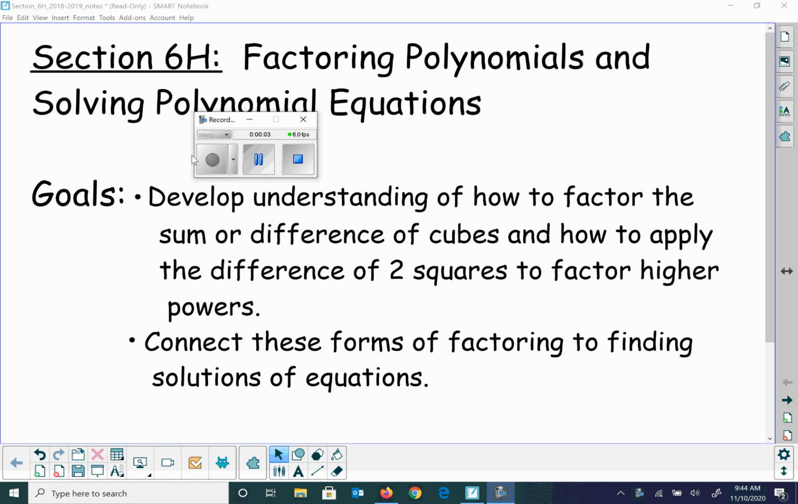Accelerated Algebra 2, Stirrup here. So this is 6H, factoring polynomials and solving polynomial equations. We're going to focus on sum and difference of two cubes. We already know we have difference of two squares, but this is going to be a little different.